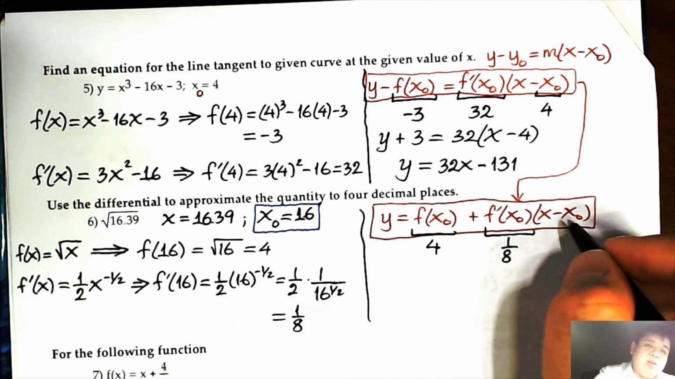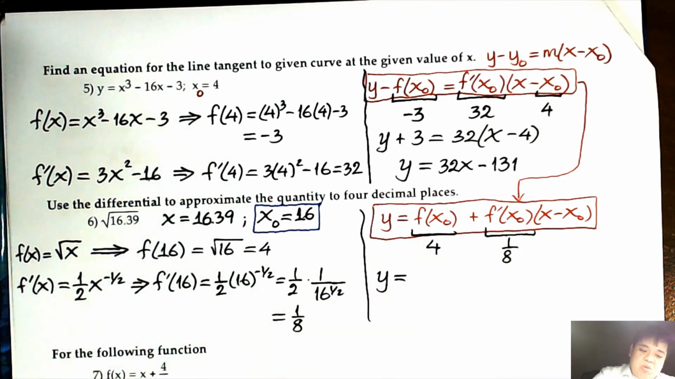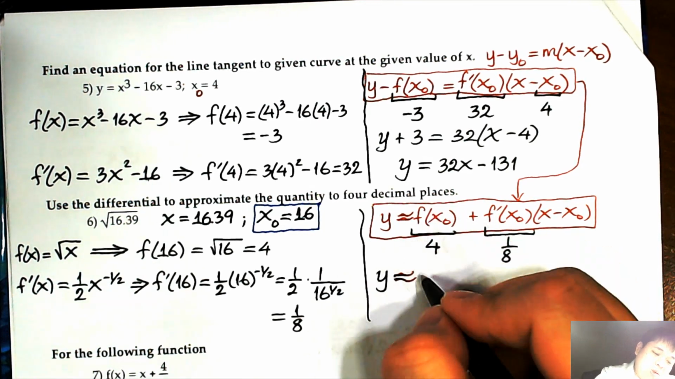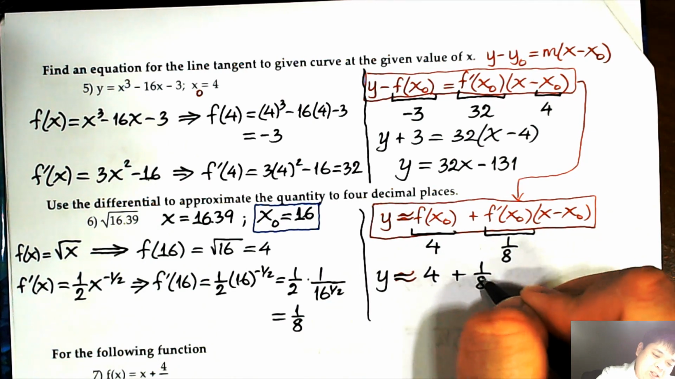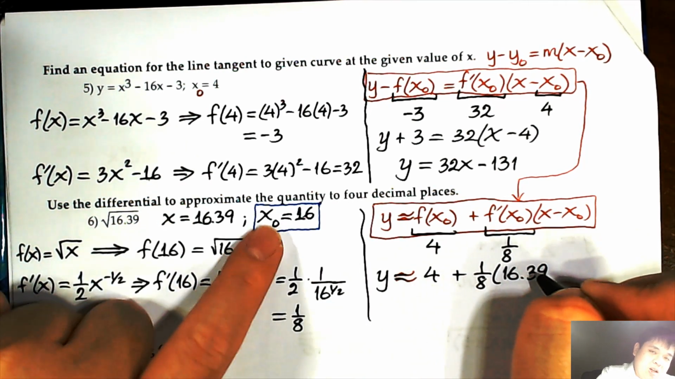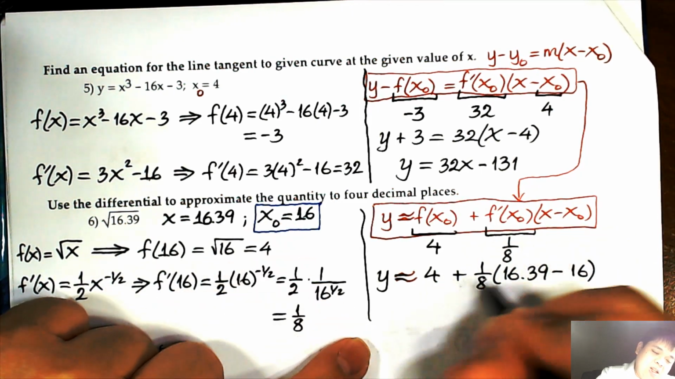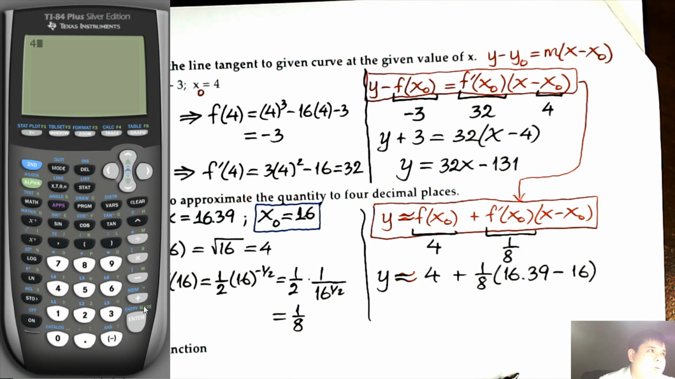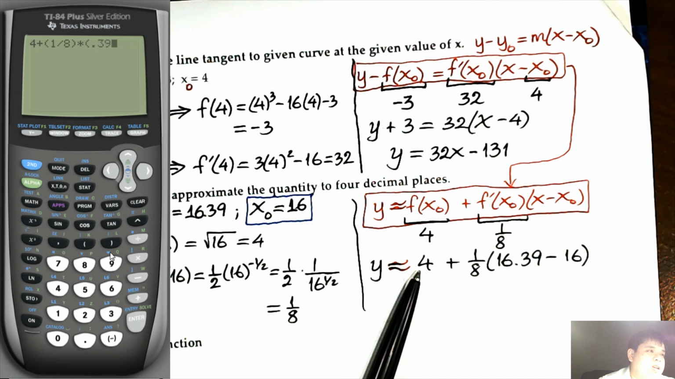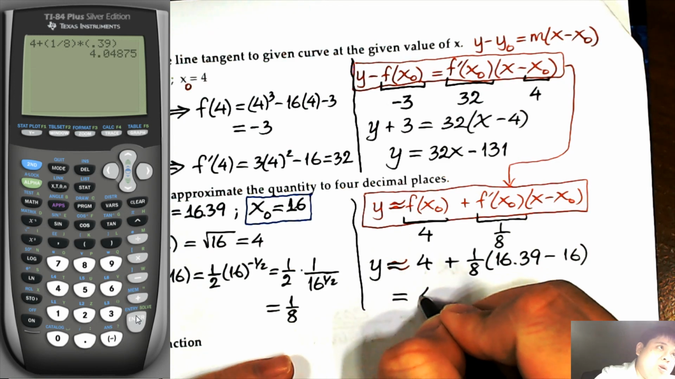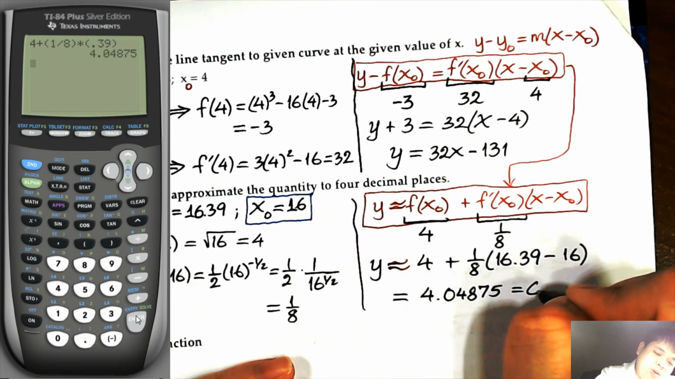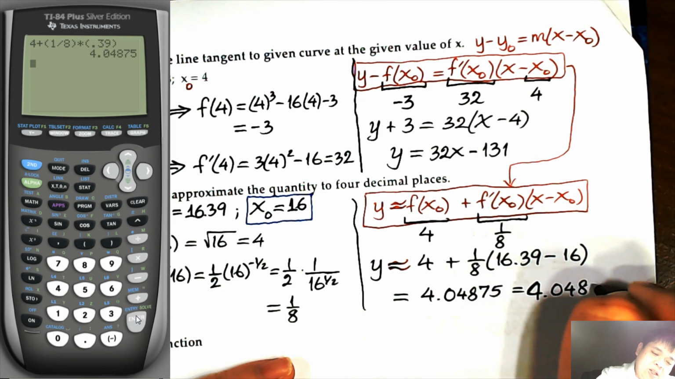And we have x, and we have x naught. Put everything together, we have y equal to. In fact, it is an approximation, so we can also write approximately equal to instead of equal to. The value of the function, the slope or derivative 1/8, the actual value for x 16.39, the approximation point something close to it, 16. Right, I need a calculator here. 4 plus 1/8 times that, 0.39. So that's what we have: 4.04875. Let's say 4 decimal places, so it is 4.0488.